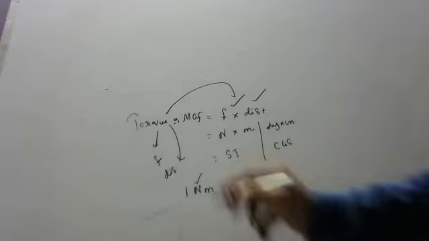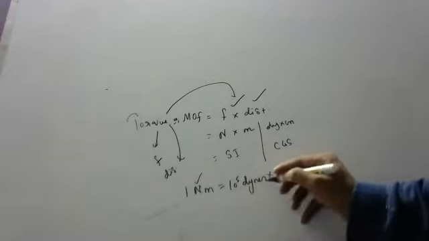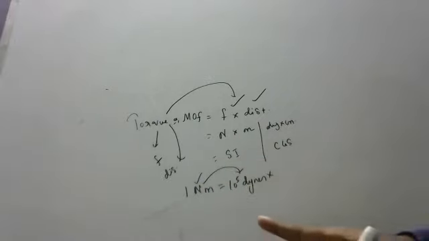1 Newton meter. Children, 1 Newton is how much? 10 to the power of 5 times. Do you know how to derive this, or shall I show, children? 1 Newton is 10 to the power of 5 times. You know, or shall I show? Tell me fast.